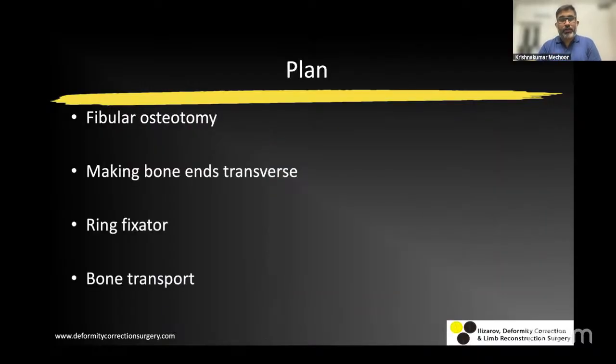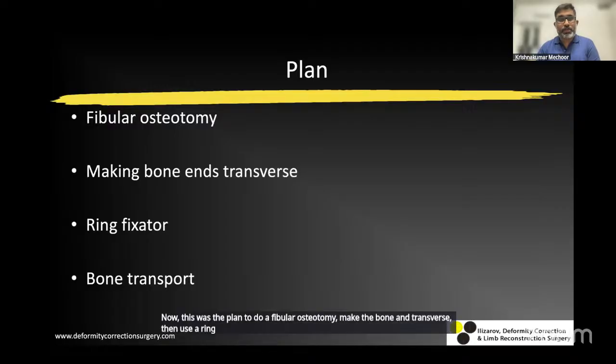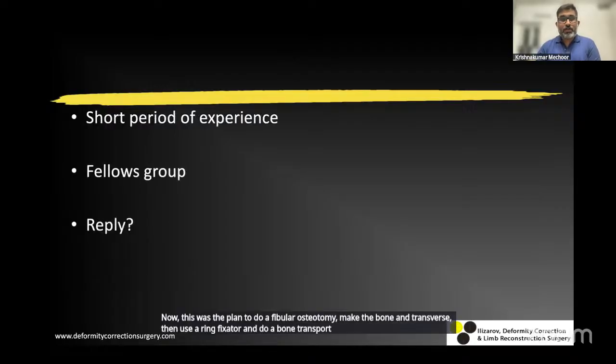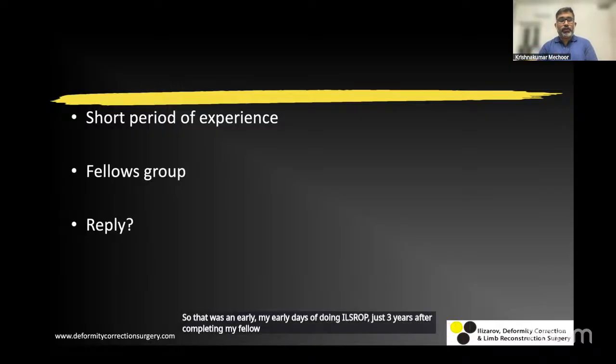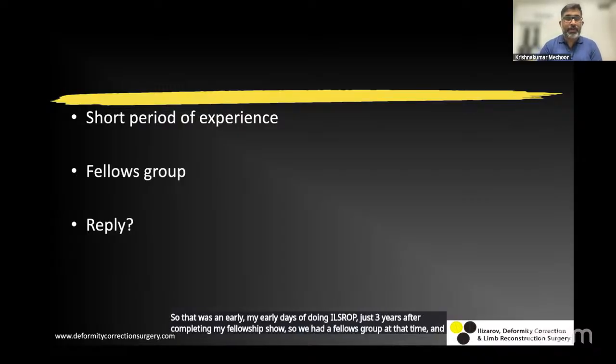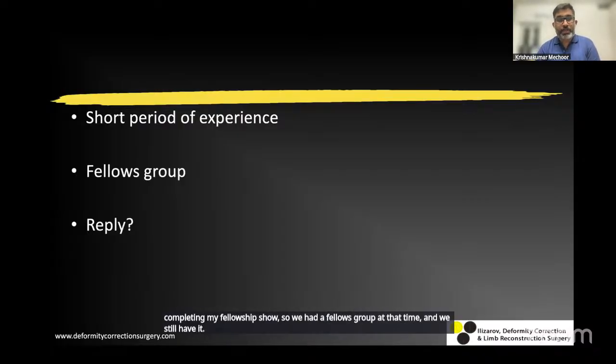Now, this was the plan: to do a fibular osteotomy, make the bone ends transverse, then use a ring fixator and do a bone transport. That was in my early days of doing Ilizarov, just 3 years after completing my fellowship. We had a fellows group at that time and we still have it. So I posted the case in that and was waiting for a reply.